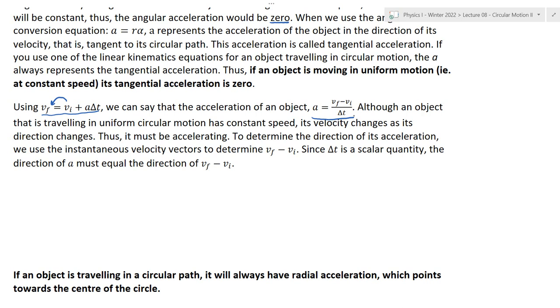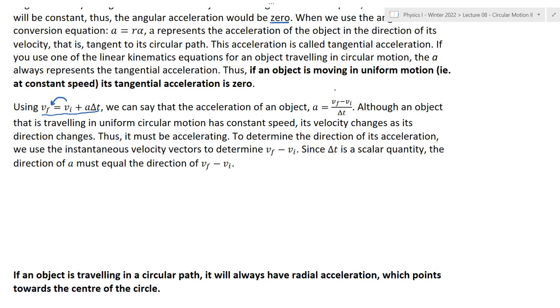We mentioned earlier that doesn't mean that the velocity is constant too, because it's traveling in a circular path. Even though the speed is constant, its direction keeps changing as it keeps traveling along that circle. So if it's changing direction, then its velocity can't be constant, because velocity includes direction. So its velocity changes as its direction changes. Thus, it has to be accelerating. Remember, acceleration is the change in velocity over the change in time. So if our velocity is changing, then our acceleration has to be non-zero. So it is a value.